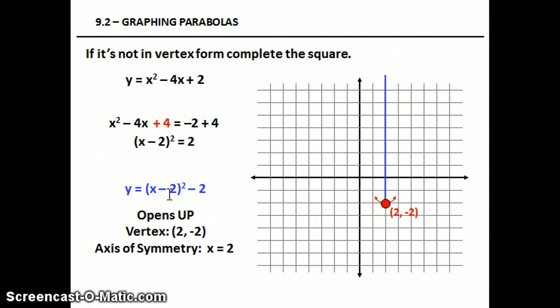What do I know? It opens up. My vertex is going to be 2, -2. And my axis of symmetry is x equals 2. So I can plot my vertex. I can indicate that it's going to open up. And I can do a little indicator line that my axis of symmetry is on 2, where it crosses the x-axis.